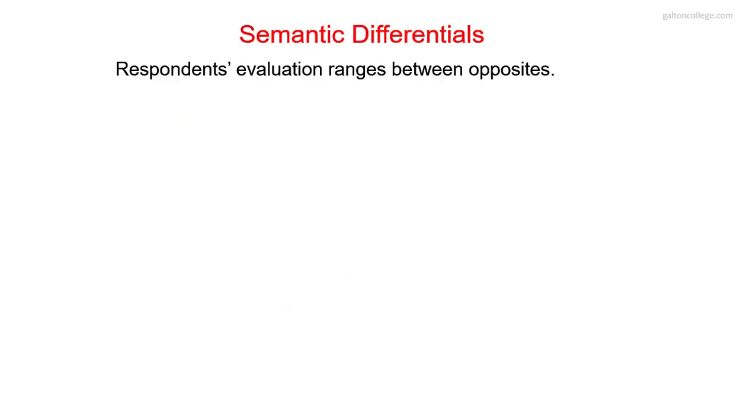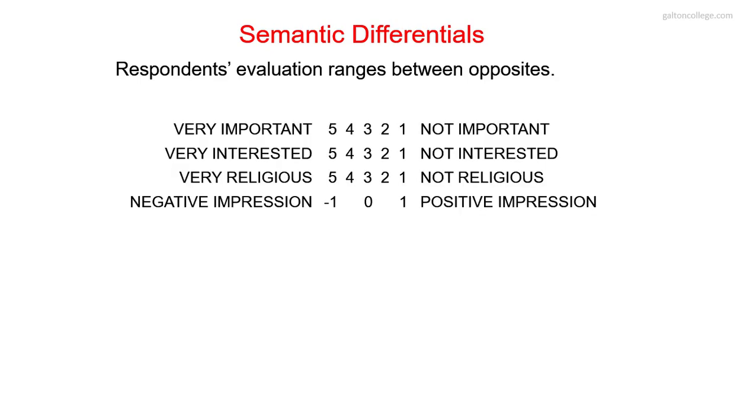Now let's look at semantic differentials. Semantic means words. We're going to look at the words that can be used here. Respondents' evaluations range between opposites. So we go from very good to very bad. That's the range that the respondent has got to play with. So they either like it a lot or dislike it a lot. But there are gradations here. There are feelings in between.